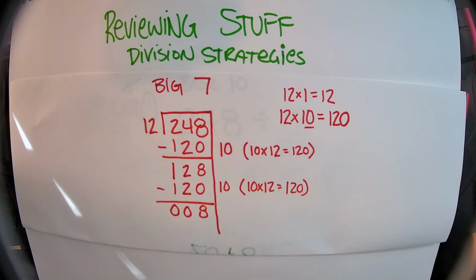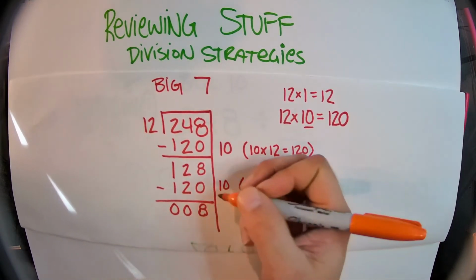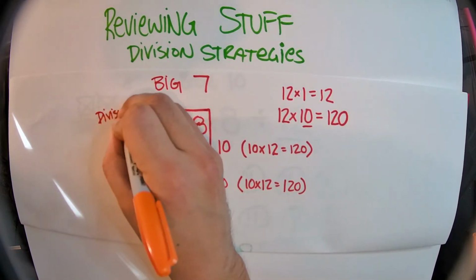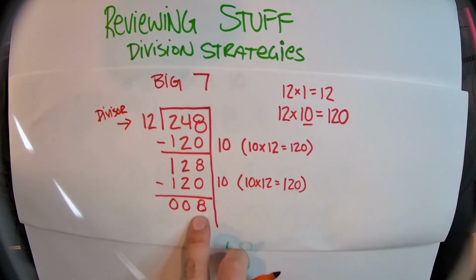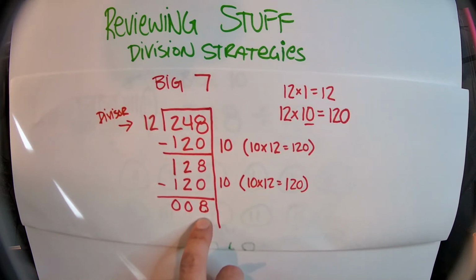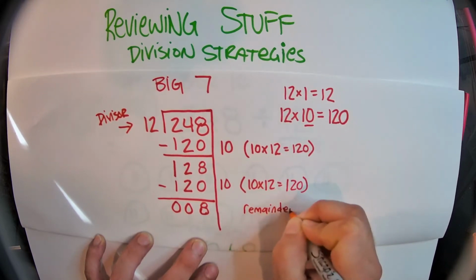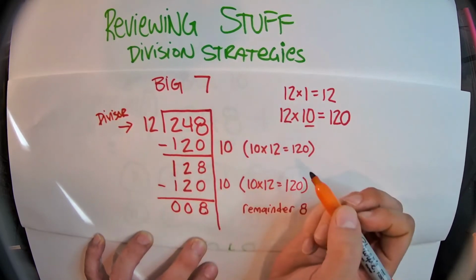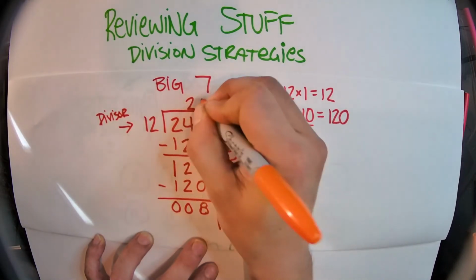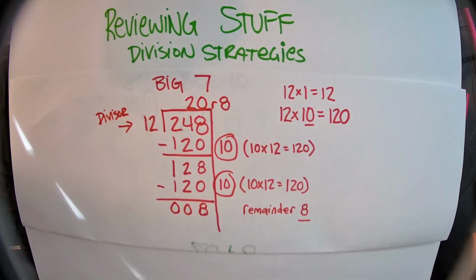So we can't take out another group of 12 since our remaining number is smaller than our divisor. Remember, that's the fancy name for the number on the outside. Since our remaining number is smaller than the divisor, this remaining number is the remainder. So let's count how many groups of 12 we took out. We took out 10 groups of 12, another 10 groups of 12. So we took out 20 groups of 12 and had 8 left over. So there's 20, remainder 8.